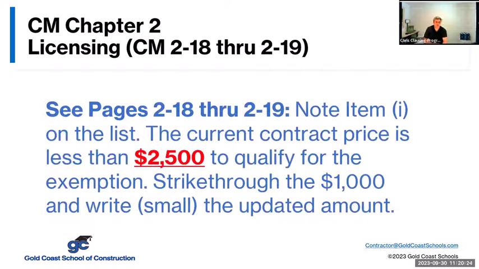See pages 218 through 219. You're going to note item I on the list. The current contract price is less than $2,500 to qualify for the exemption. So you can strike through that 1,000. I don't think they're going to ask you that question, but it is 2,500 now. Again, one of those things that just changes and the book has not been updated.